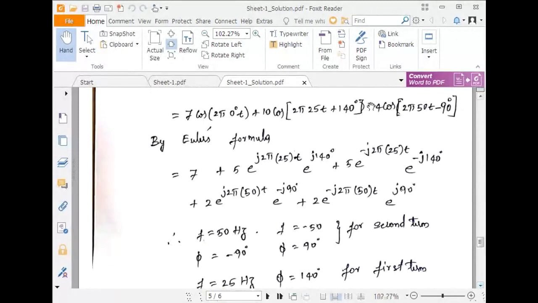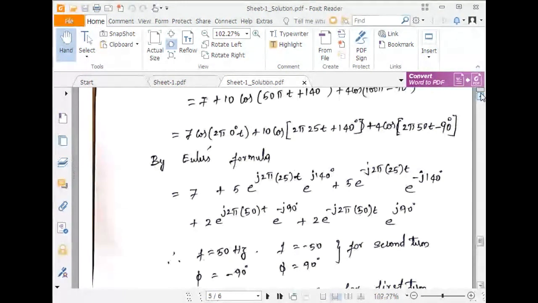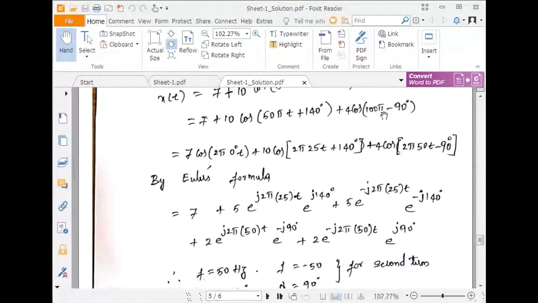Is it clear? The t is already there. It was 100 pi t, and 2 pi times 50 is 100 pi. We make it in this form to observe the frequency.